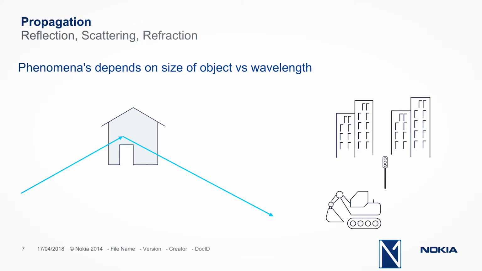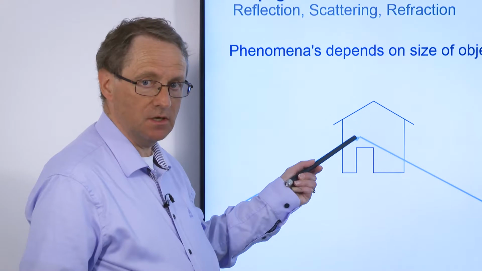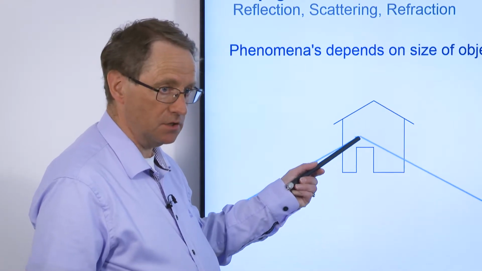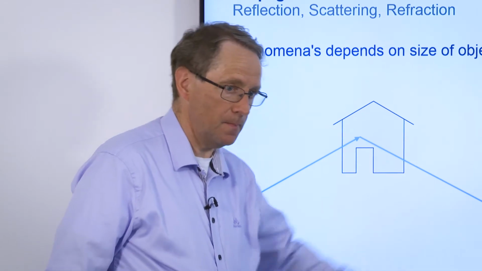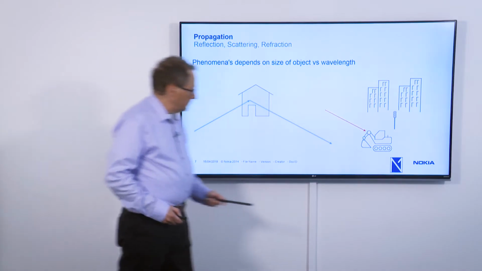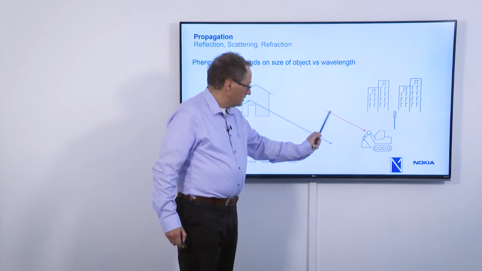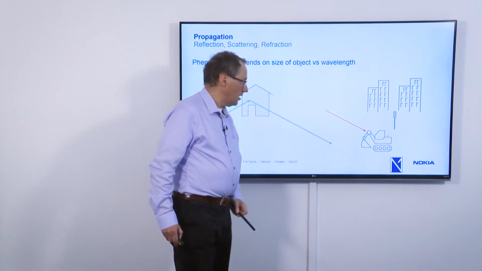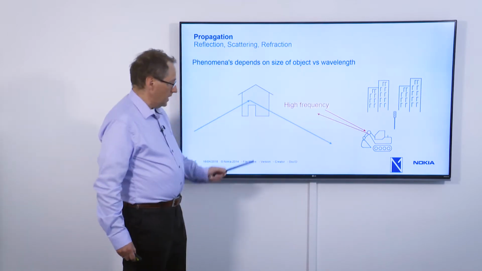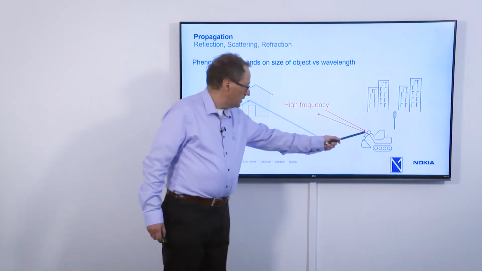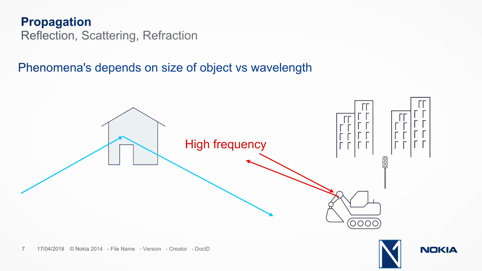One is reflection. If the electromagnetic fields hit a surface that is significantly larger than its wavelength, the signal is reflected. Here we have an excavator, and let's imagine that the signal hits the arm or a junction at the arm. And with a high frequency, the signal will be completely reflected because the size of this part of the arm is so much larger than the wavelength.